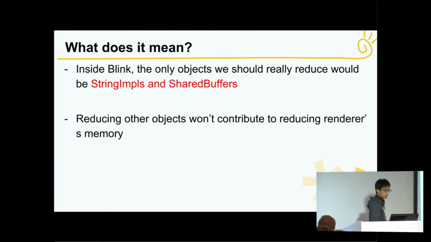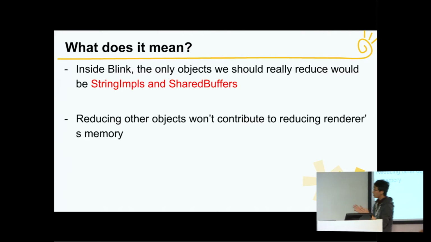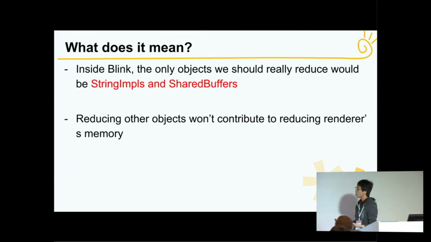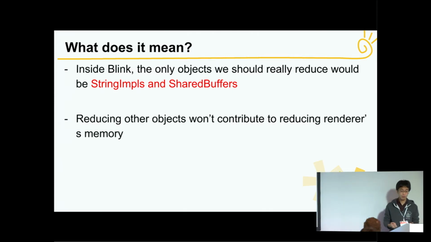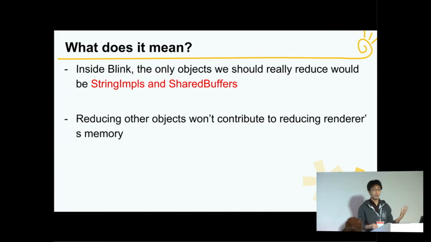So what does it mean? Inside Blink, the only objects we should really reduce would be string inputs and shared buffers. And reducing other objects won't contribute to reducing the renderer's memory. So this is our current understanding.